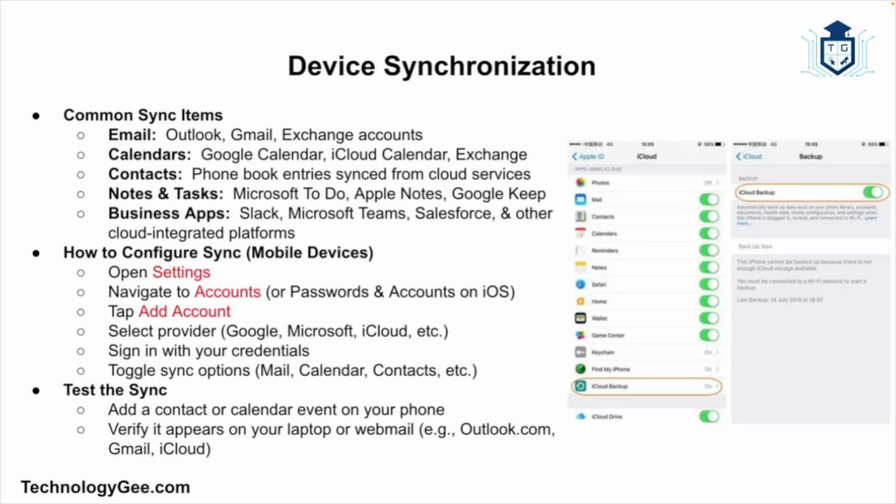Now, how do you configure all of this? Well, go to your settings, go to accounts. If you're on an iOS, just go to passwords and accounts, tap add an account, choose your provider like Google or Microsoft, sign in, then toggle what you want to sync, either your mail, your calendar, contacts, or whatever. Then you want to go ahead and test it. So after you do all of that, add a contact or calendar event on your phone, and then make sure it appears on your laptop or webmail account.